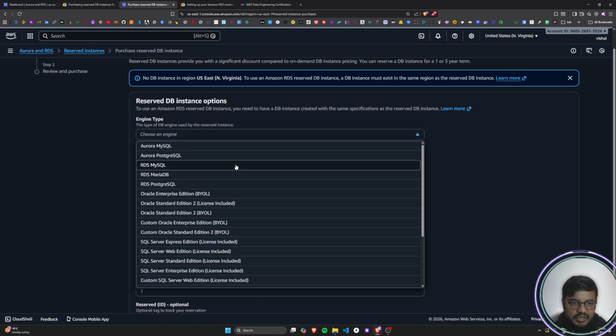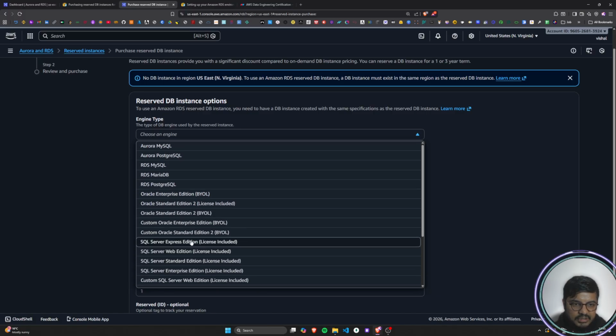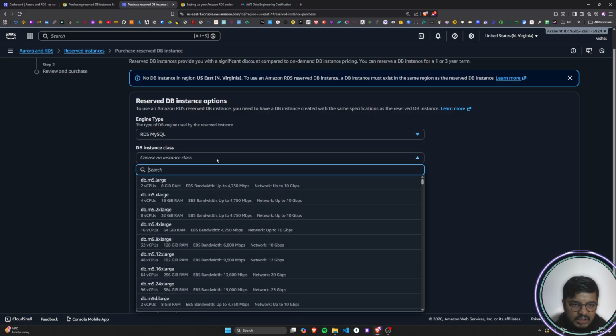Okay, so now you can see all the list of DB engines that are available, right? So let's suppose I am going ahead with RDS MySQL. Okay, so I am choosing RDS MySQL. I will choose an instance class. Let's suppose I am choosing this one. So I will get 4 CPUs. I will get 16 GB of RAM. This Elastic.